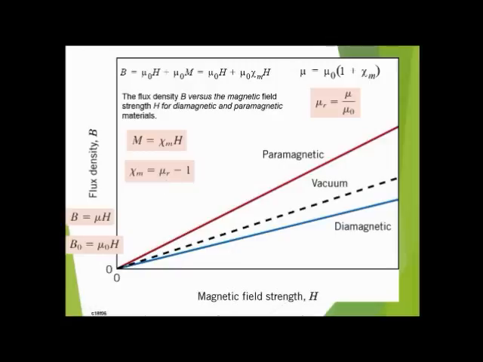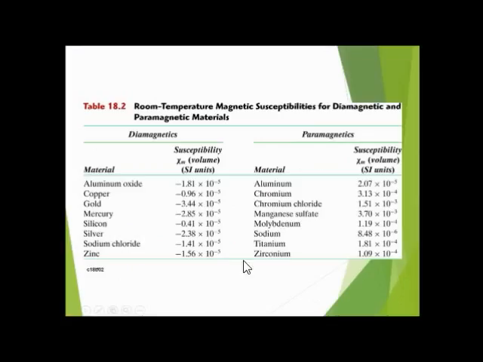Previously we have seen how B varies with inserting a magnetic core, or you can say an iron core. The relative permeability changes. The flux density B versus the magnetic field strength H for diamagnetic and paramagnetic materials is shown in this case. The diamagnetic slope is a little bit lesser than the paramagnetic slope. This is the BH curve. This is just for information, you need not mug it up. This information is already in your book. These are some values of susceptibility of diamagnetic and paramagnetic materials.